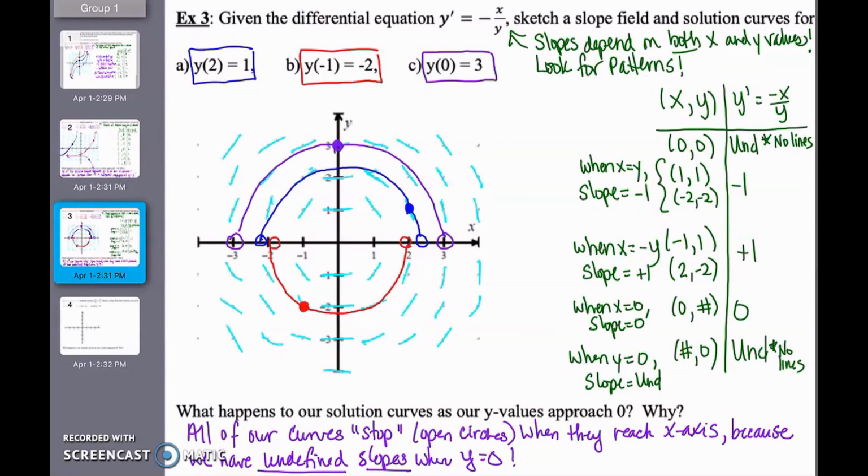And you might want to put a little note here that all of our solutions are either the top or the bottom half of a semicircle, depending on where that initial value for our curve lives. Does it live in the top half or does it live in the bottom half?